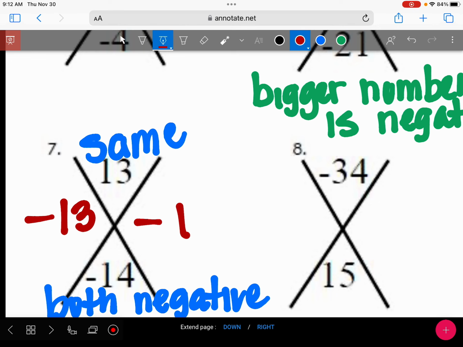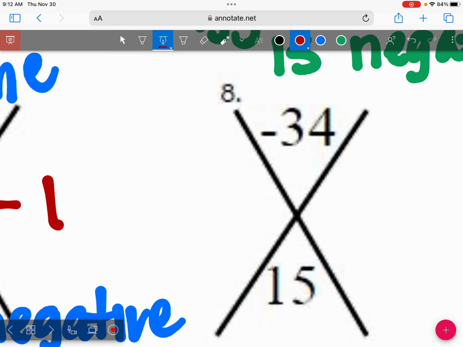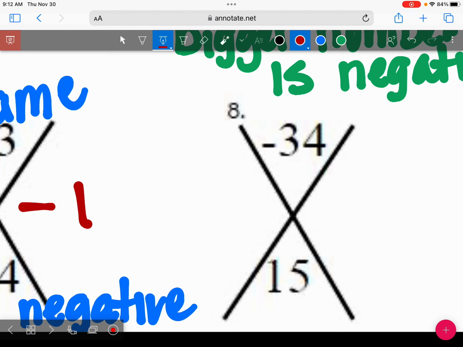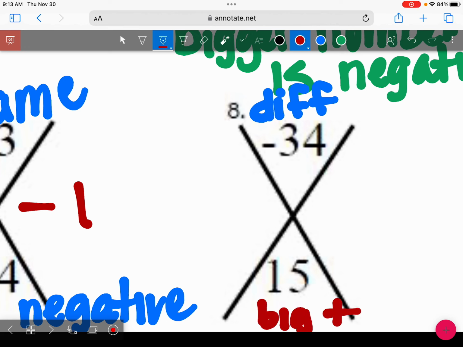All right, I'm going to give you all a chance to do number 8 by yourself. So am I looking for the same sign or different signs? Different. I'm going to write that at the top, different. And my bigger number is going to be positive. So I'm going to write big, positive. All right, so I'm going to give you a minute to find 34. Figure out where 34 is on your chart. I'm looking for 2 numbers that multiply to be negative 34 and add to 15.